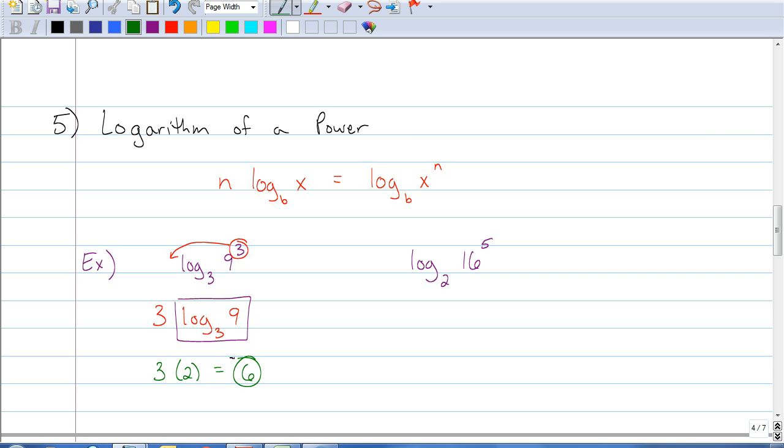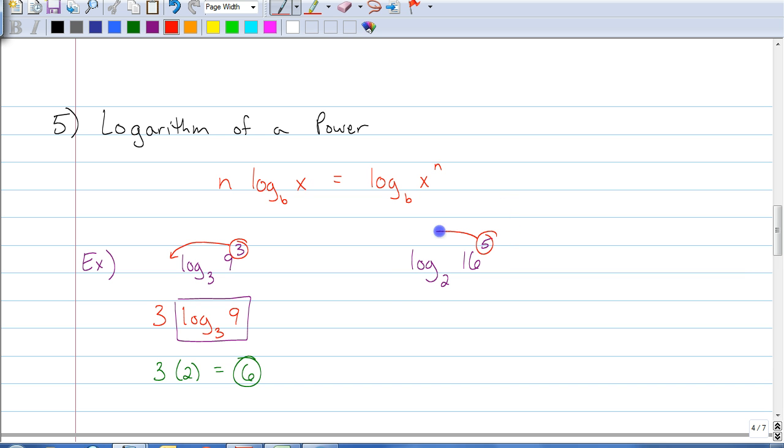So why don't you try this next one? I would not want to take 16 to the 5th power. That would take me 20 minutes just to do that. And then to try to figure out what exponent I'd apply to 2, I'd give up before I even got to that point. So why don't you apply this theorem and see if you can figure this out without using your calculator. Pause the video and hit play when you're ready to check your answer.